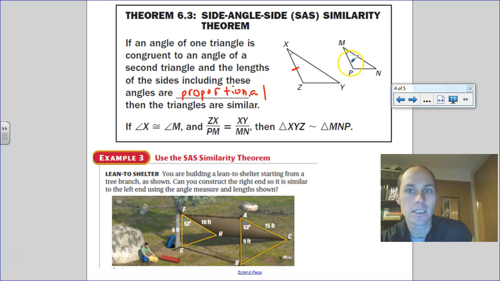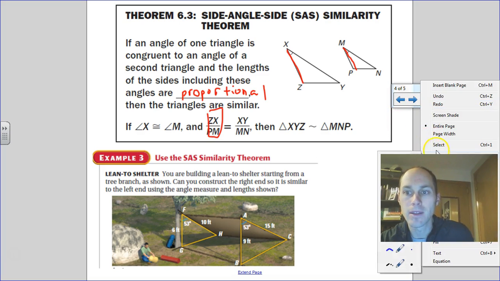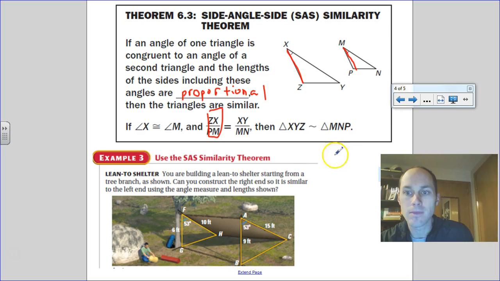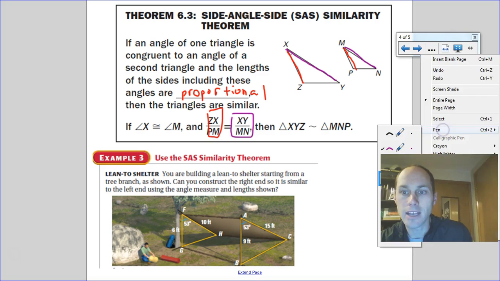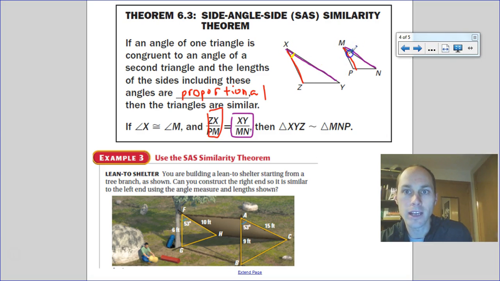So ZX and PM, they're not congruent necessarily. ZX and PM have the same proportion, or same ratio, rather, as XY to MN. Notice just like with our triangle congruence, side angle side, we're looking at the included angle between those two sides. So we have two proportional sides and a congruent angle. If we have that information, we can prove triangles are similar.